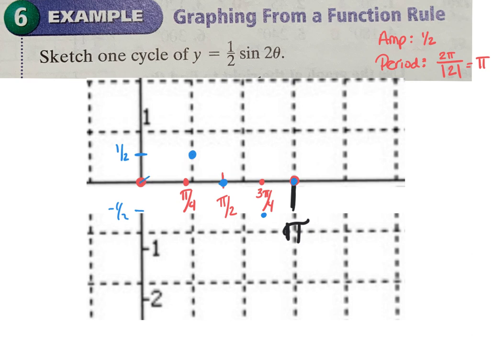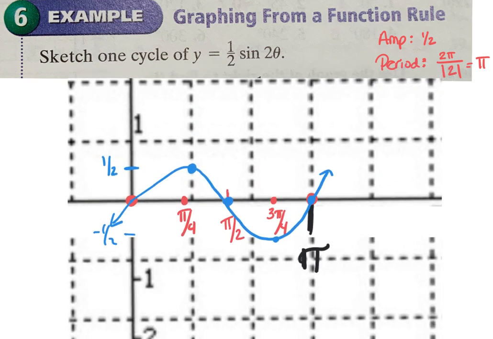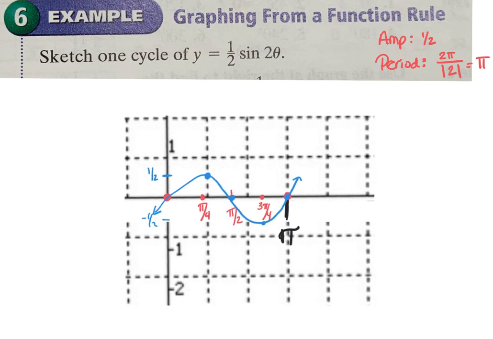And then you just sketch it. You just draw your curve. You want to go past it with an arrow, because it is a cycle. It's going to keep going. But that is a cycle of pi, period of pi, amplitude of 1/2.